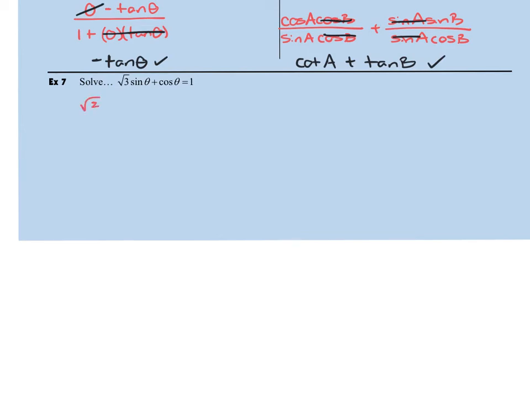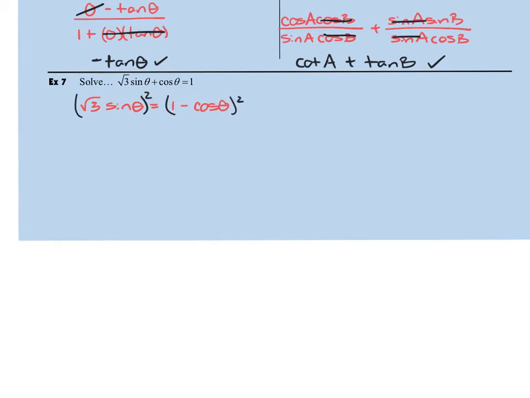So I'm going to go with square root of 3 sine theta, and I'm going to move that cosine theta to the other side. I could have moved either one. It didn't actually make a difference. Now what I want to do is get these so that they're squared so that I can start to do a substitution. So I'm going to square both sides.